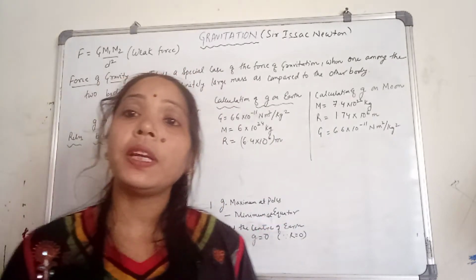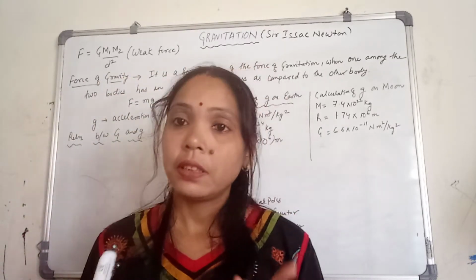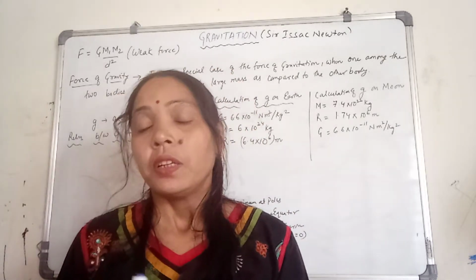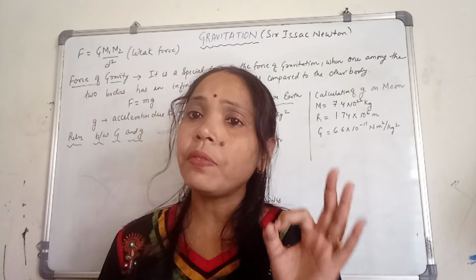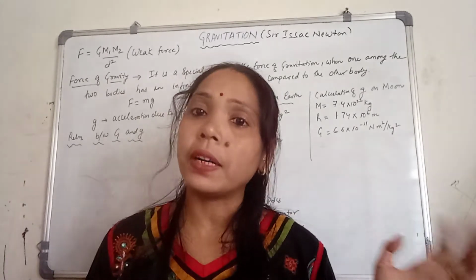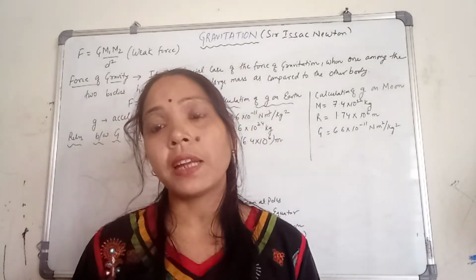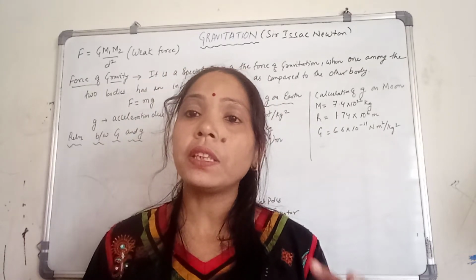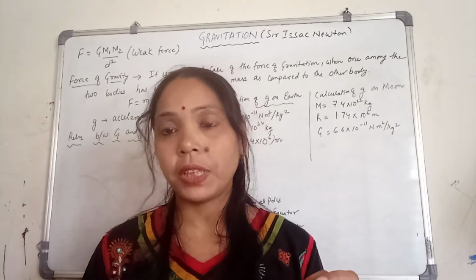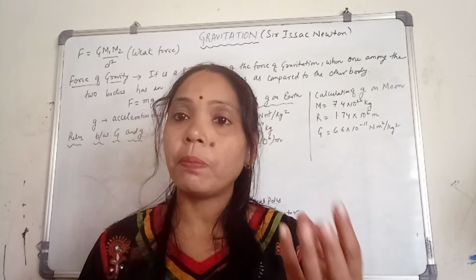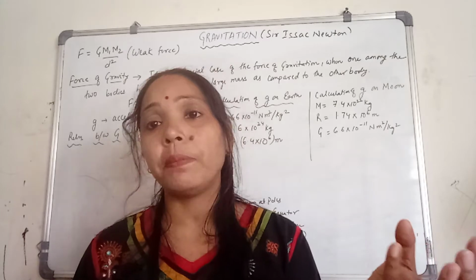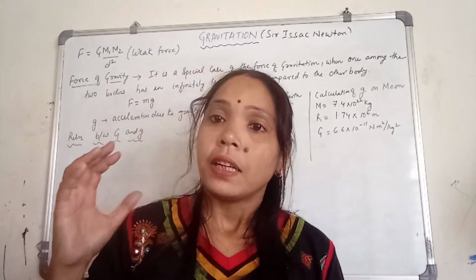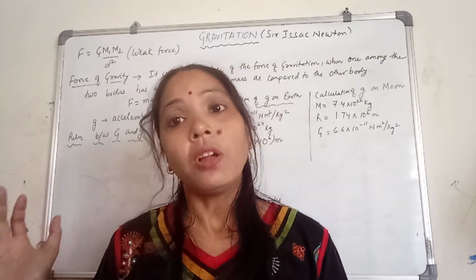Now force of gravity is a special kind of force of gravitation. So if one body is very small with respect to the other body, then that is considered as a force of gravity. For example, consider the mass of any object, it can be a ball, a book, an apple, a leaf, any small object, and consider the other object as the earth.